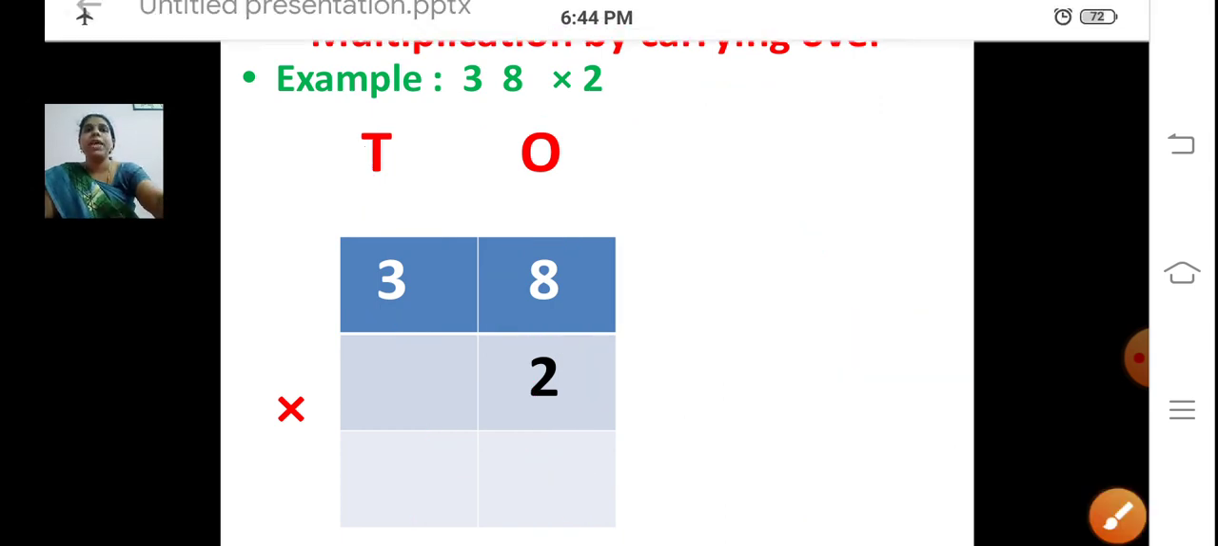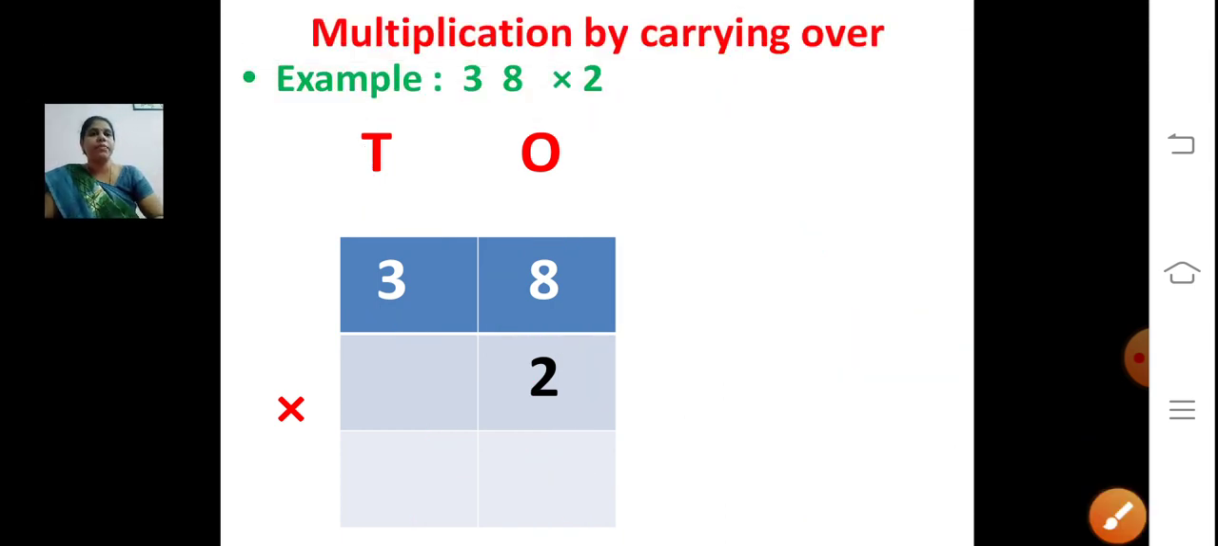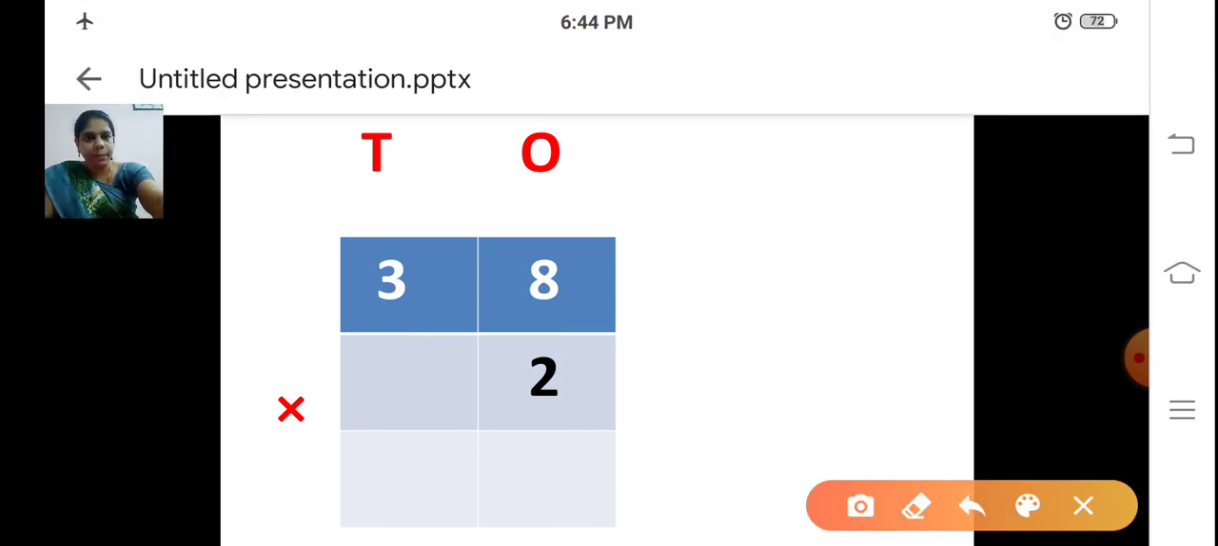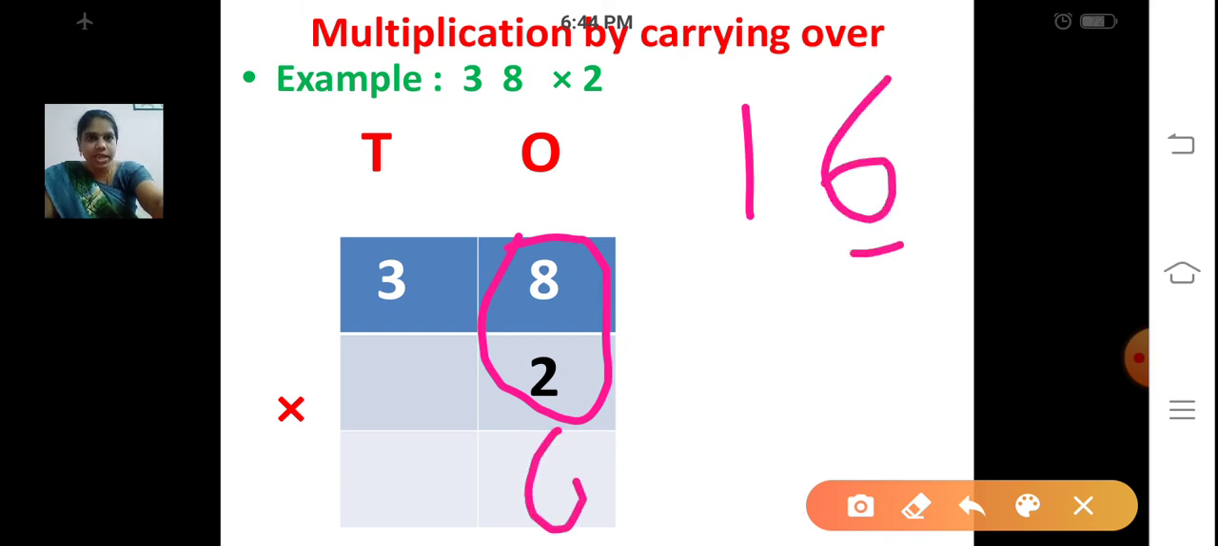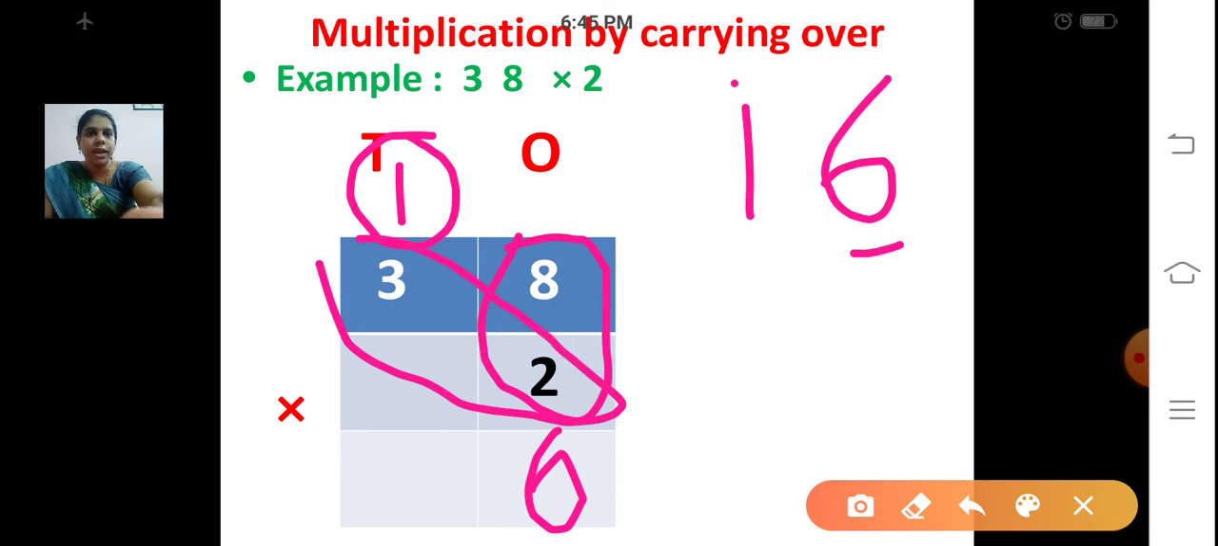I'll repeat it one more time. Multiplication by carry over method. So first step, same way, 8 2s are 16. It is a 2-digit number, right? So I'm writing only the ones place here, 6. This 1 I'm carrying over to the tens place. Now second step, multiply these two. 3 2s are 6. Don't forget to add the carry over. What is the carry over now? 1. So 6 plus 1 is 7. So when you multiply 38 into 2, the answer is 76.